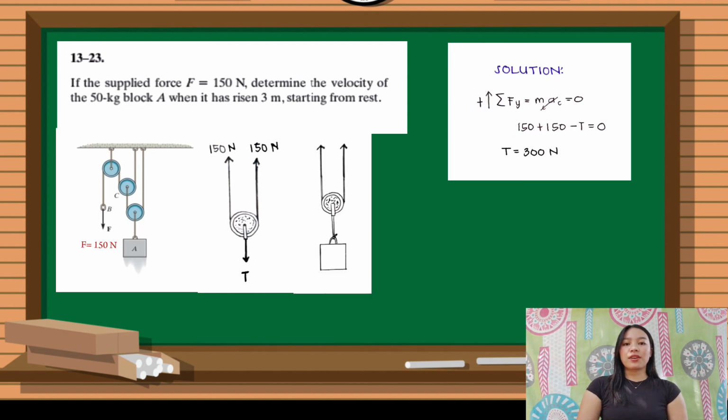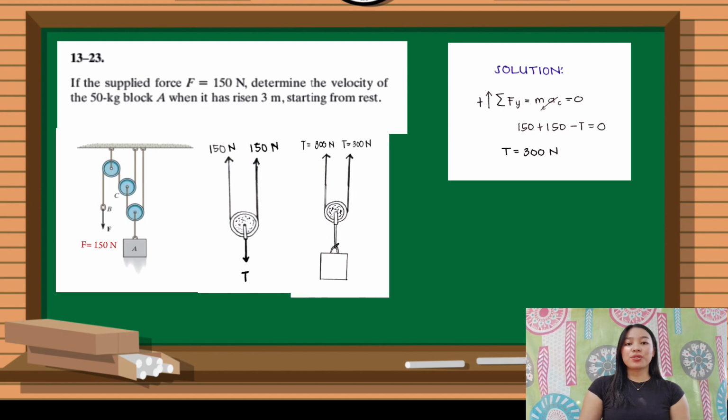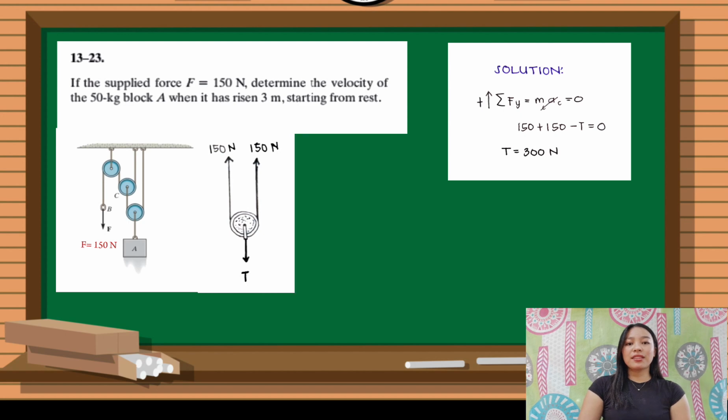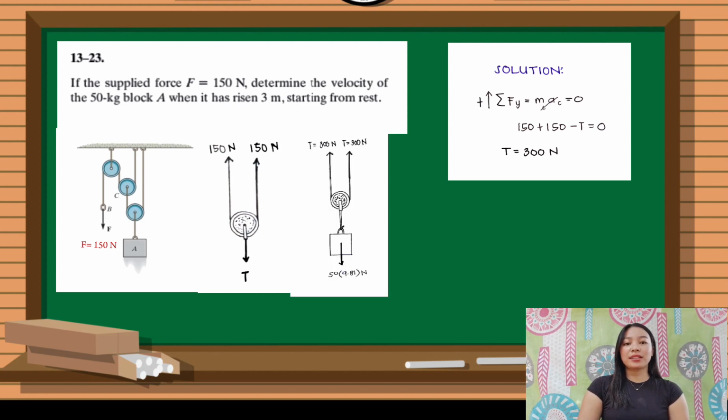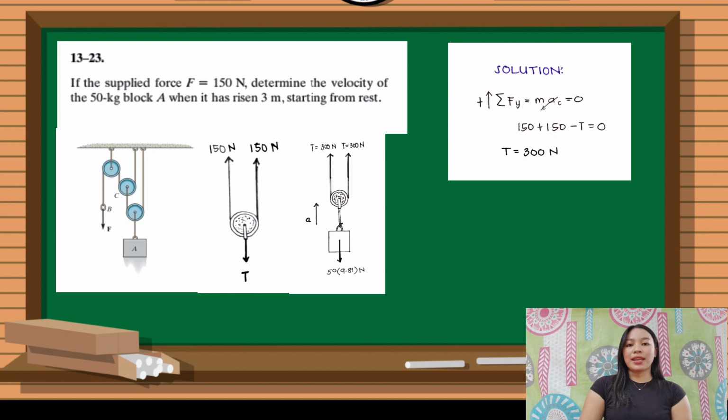And in this figure, we can consider the pulley where the block is attached. So in this free body diagram, we know that the tension here is 300 Newton. So this will be 300 Newton and 300 Newton. And the weight of this block A will be acting vertically downward. And the mass is 50 kilograms, so 50 times 9.81, and the block A will be accelerating.